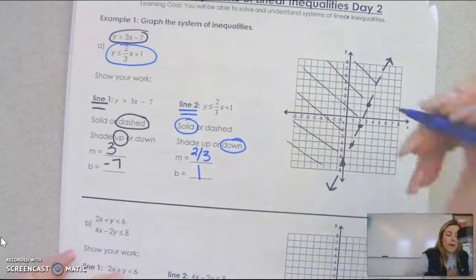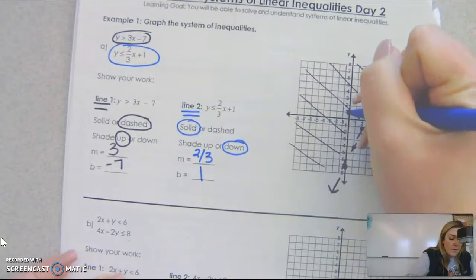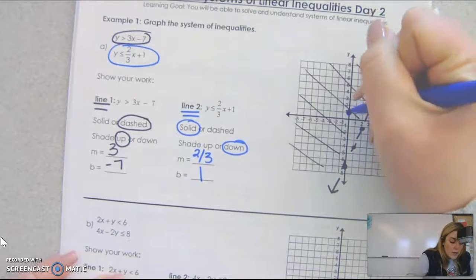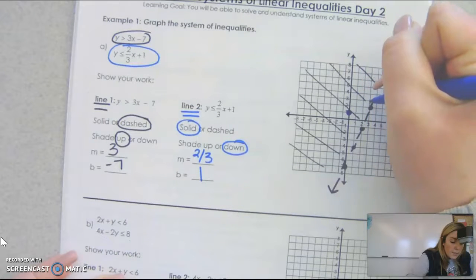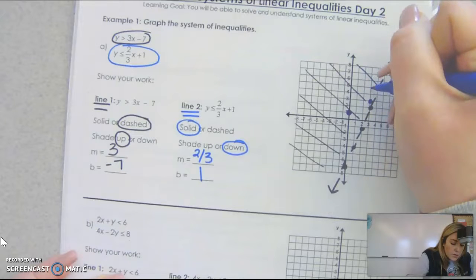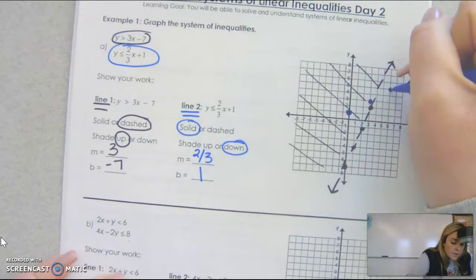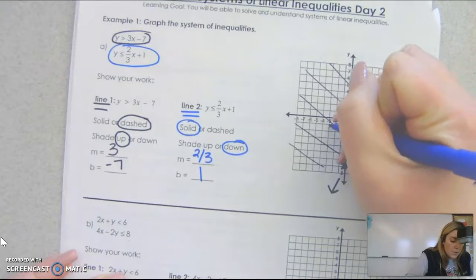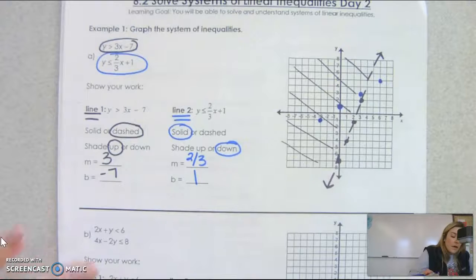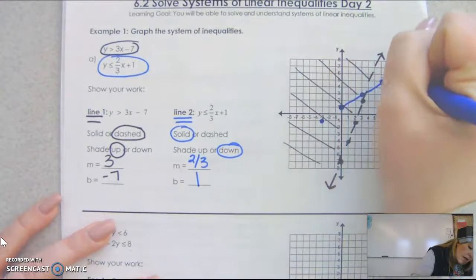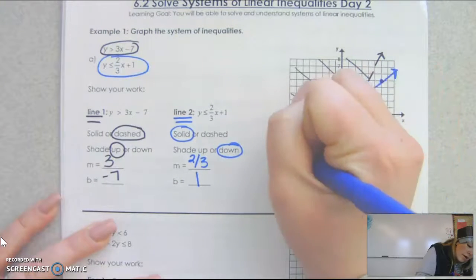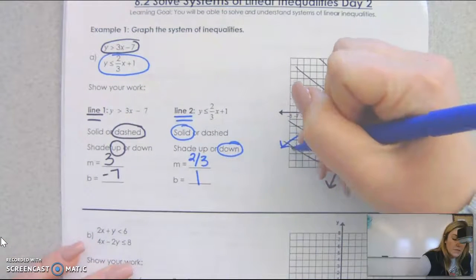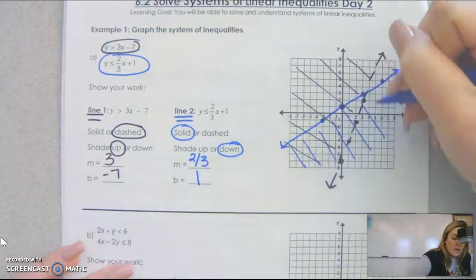So now I'm going to go over here and graph that line. I need to begin with b, so I put a point at 1. And from there, I need to move with m, so I'm going up 2, right 1, 2, 3, put a point. You could also go down 2, left 3. So I'm going down 2, left 1, 2, 3, put a point. I wrote that I need to have a solid line, so I'm going to draw in my solid line. And I need to shade below or down, so I'm shading this way.